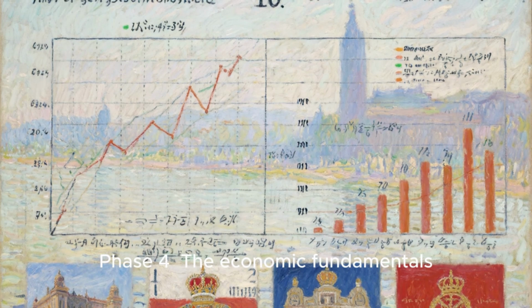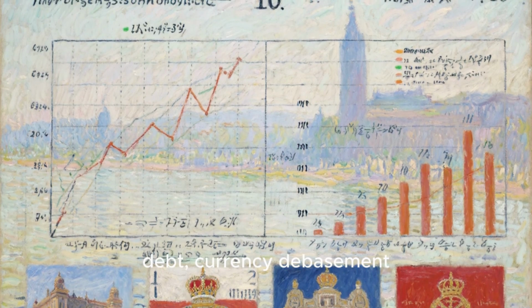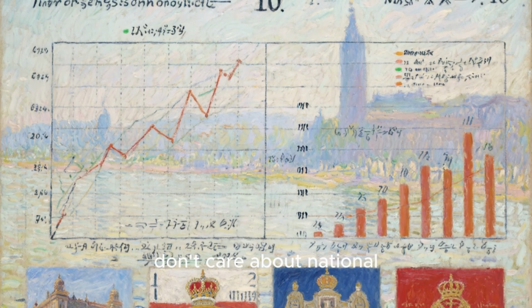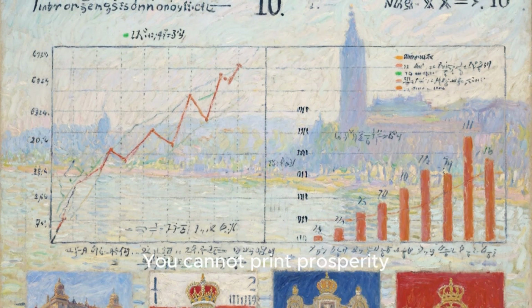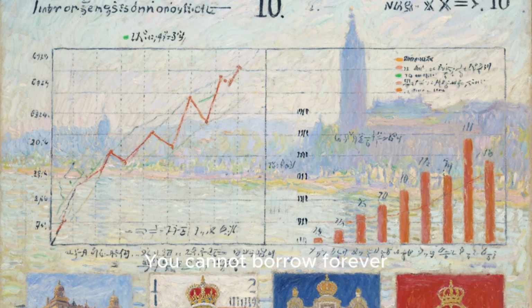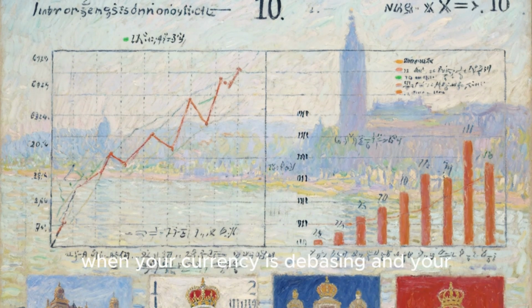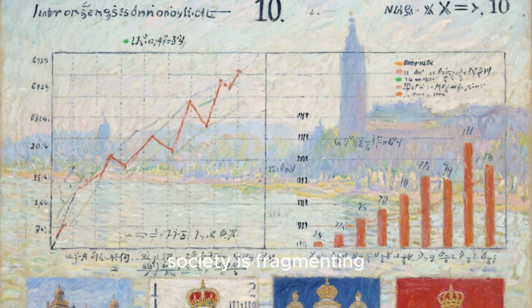The economic fundamentals, debt, currency debasement, overextension, don't care about national identity or exceptionalism. The math is absolute. You cannot print prosperity. You cannot borrow forever. You cannot maintain empire when your currency is debasing and your society is fragmenting.